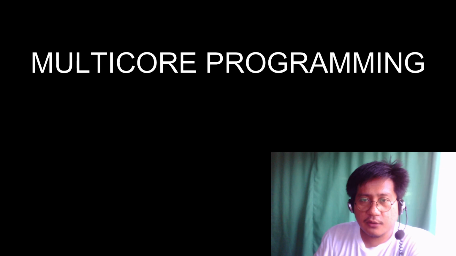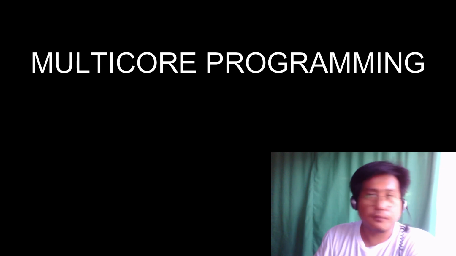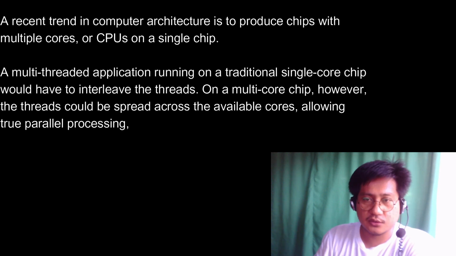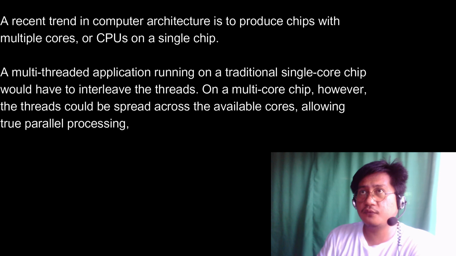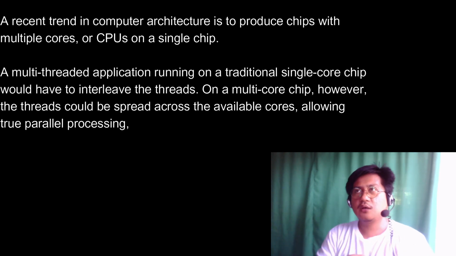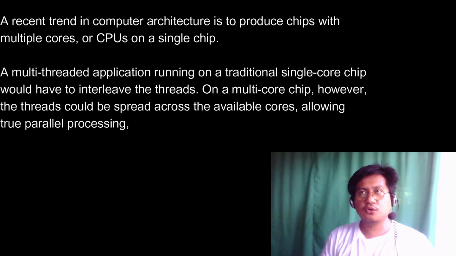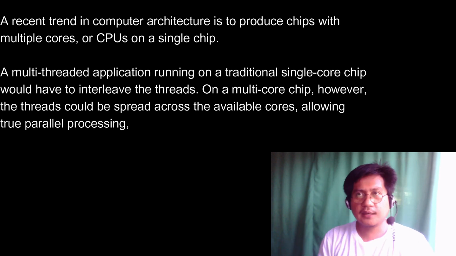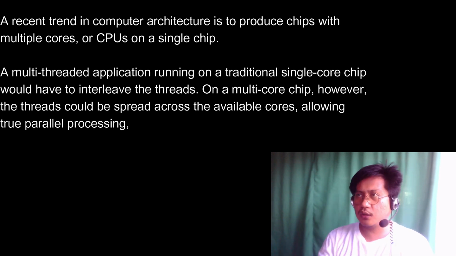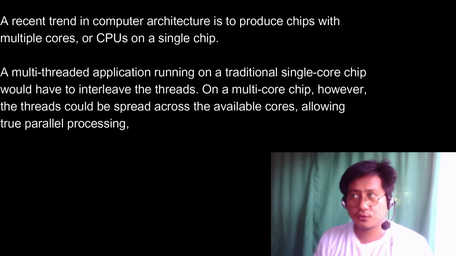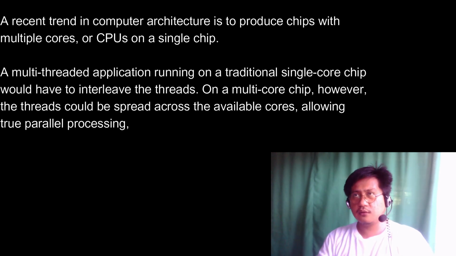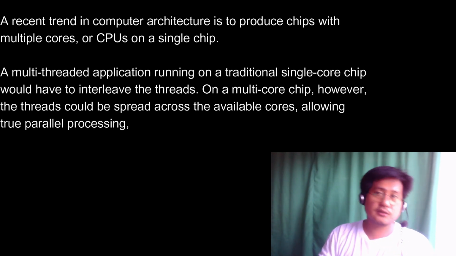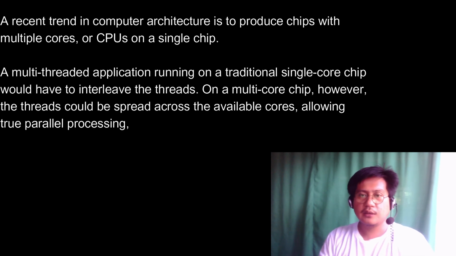Let's talk about multi-core programming. A recent trend in computer architecture is to produce chips with multiple cores or CPUs on a single chip. If we look back at the previous years, you may have heard of the Pentium series of Intel, and then came the Core series, the dual core, the quad core, Core 2 Duo, which has two cores, and then four cores, and later the Core i series: the Core i3, Core i5, and Core i7.